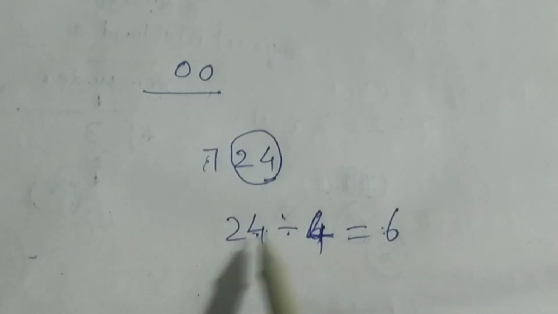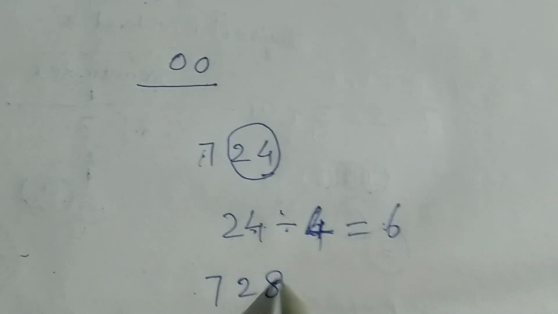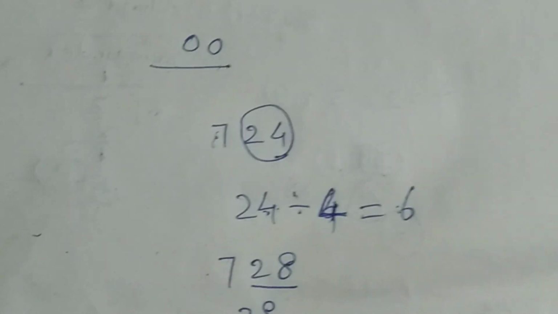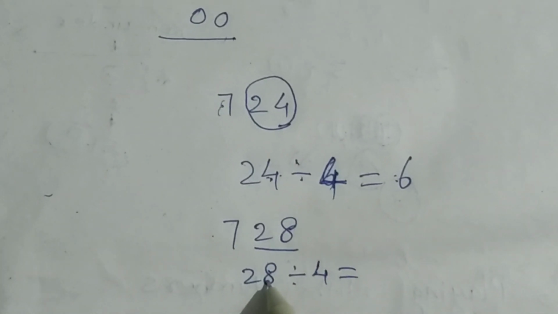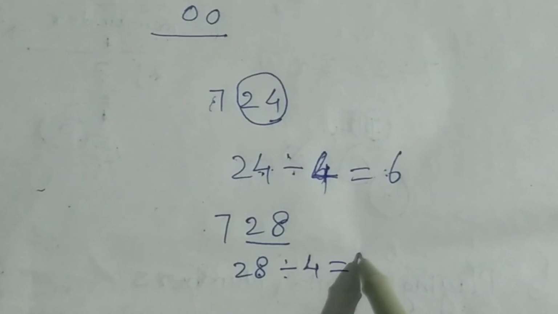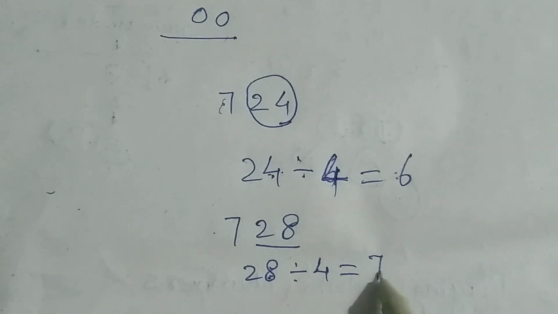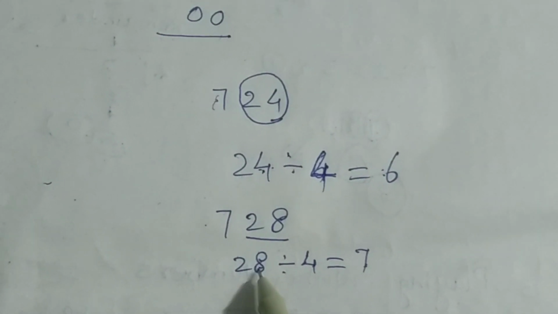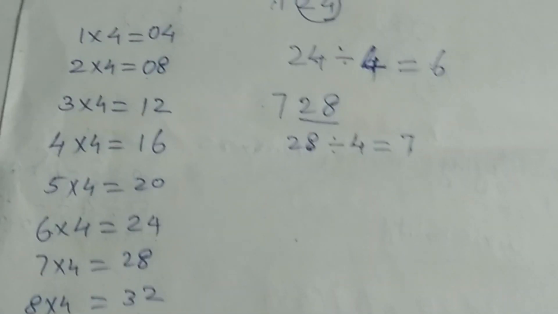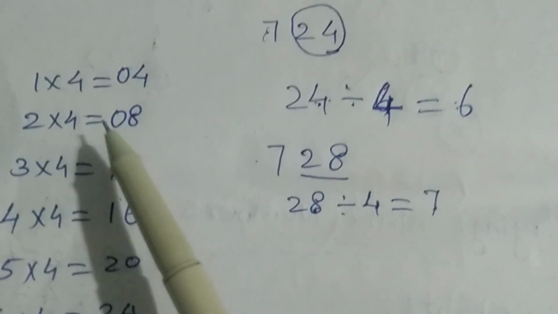Next example, 728. Here 28 is exactly divisible by 4. How many 4s are there in 28? We know 7 4s are 28. That means 7 multiplied by 4 is equal to 28. Clear? So we can go through the multiplication table of 4.